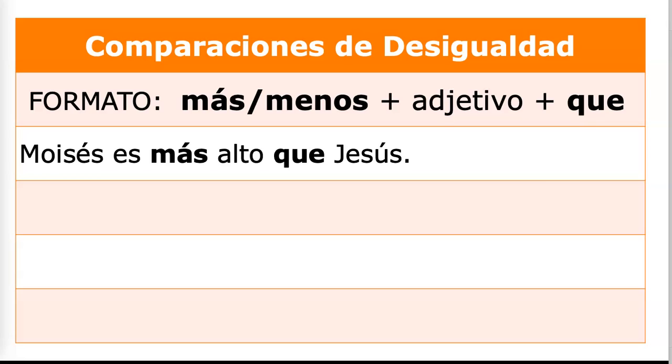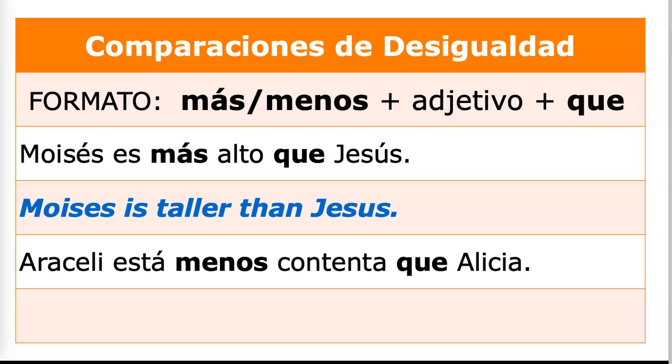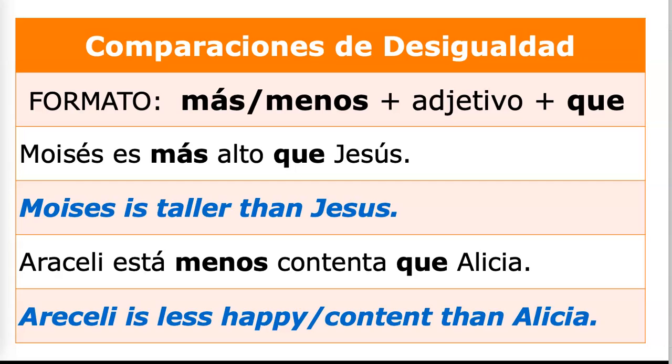Moisés es más alto como Jesús. Leaving aside the biblical implications, go ahead and translate this. Moisés is taller than Jesus. Araceli está menos contenta que Alicia. And the translation is, Araceli is less happy or content than Alicia. These ones I think are going to make a lot of sense.